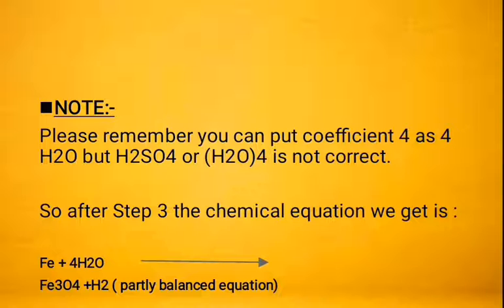An important point to note. Please remember that you can put the coefficient 4 as 4H2O, but not as H2SO4 or H2O whole bracket multiplied by 4. After step 3, the chemical equation we get is as follows, which is a partly balanced equation.